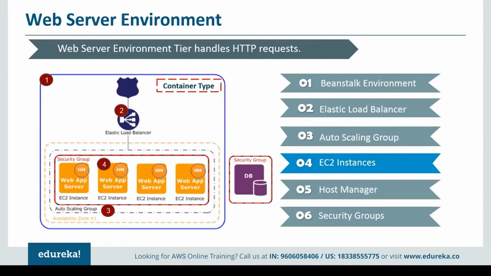For example, let's say my environment has an Apache Tomcat container. So what it does, it installs Amazon Linux operating system, Apache web server, and Tomcat software on my EC2 instance. Similarly, depending on your application requirements, it installs different software stack on your EC2 instances.